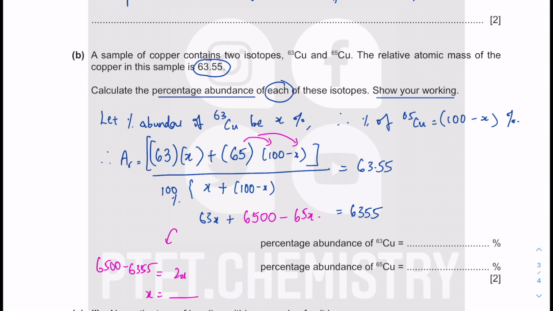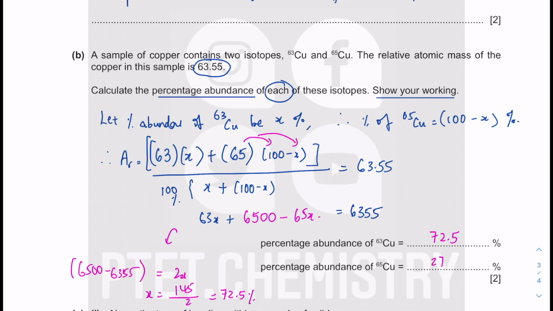X is equal to, do the subtraction first because you don't want to key in the wrong thing in your calculator. A very common mistake is people don't really know their calculator that well. So I get 145 and that's divided by 2 and I get 72.5%. So if x is the percentage abundance of copper-63 and that is 72.5%, the percentage of copper-65 is going to be 100 minus that, and I get 27.5.